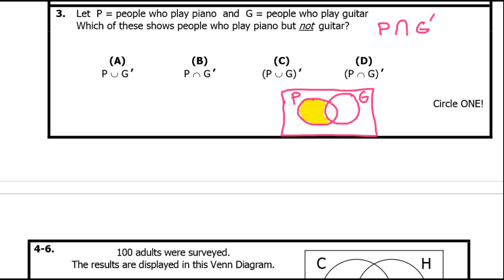All right, we want people who play piano, but they do not play guitar. So both of those things have to be true at the same time. So this is the symbol for and, by the way. So another way of saying this is we're talking about people who play the piano and at the same time they do not play guitar. So this is what we're looking for. Okay, so the answer is B.